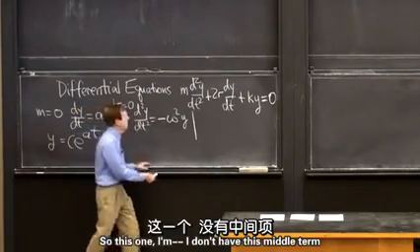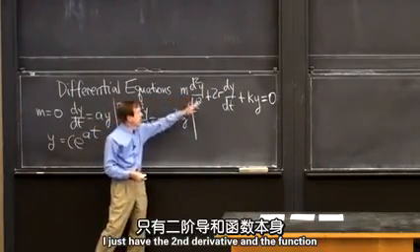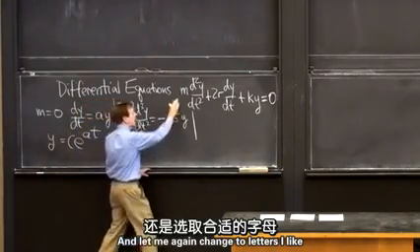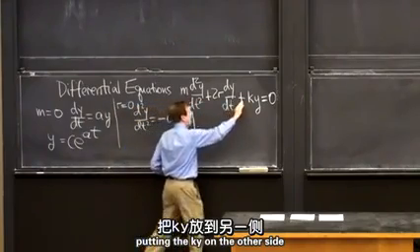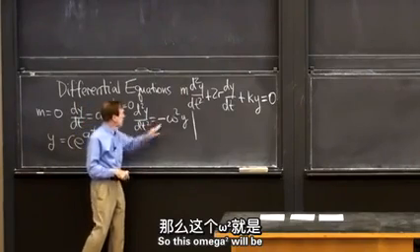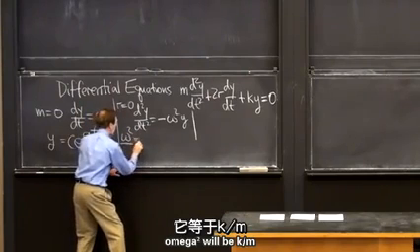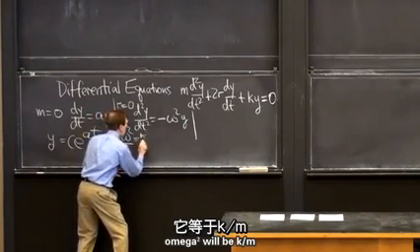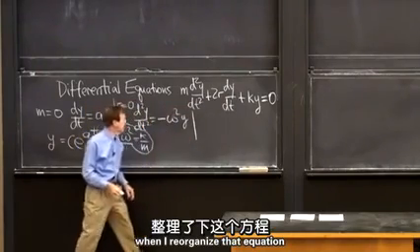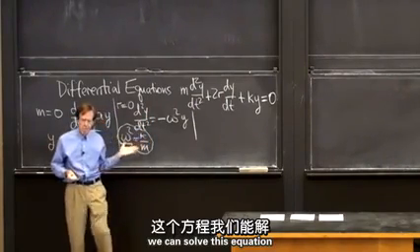So this one, I don't have this middle term. I just have the second derivative and the function. And let me again change to letters I like, putting the ky on the other side with a minus sign. So this omega squared will be k over m when I reorganize that equation. My point is, we can solve this equation.